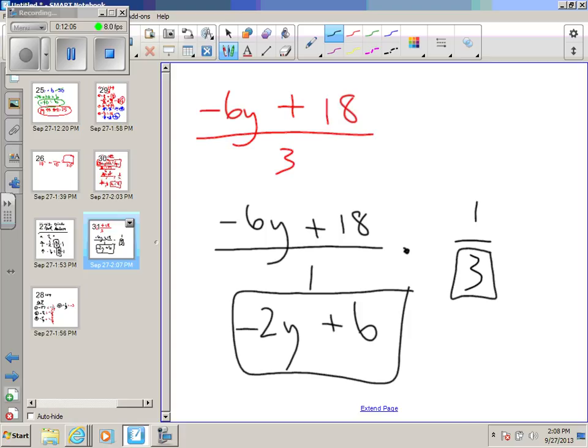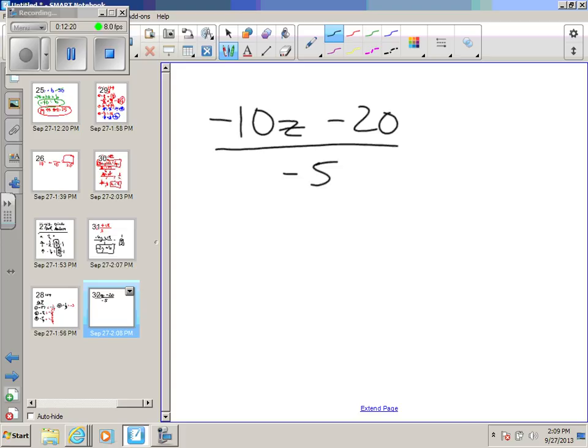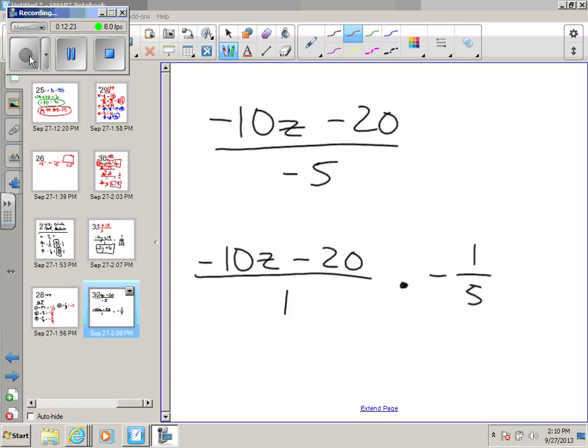Okay. Negative 10z minus 20 all over a negative 5. Be aware of the negative. It's a negative divided by a negative. 2z, and a negative 20 and a negative 5, plus 20 and 5. 5 and a 20.